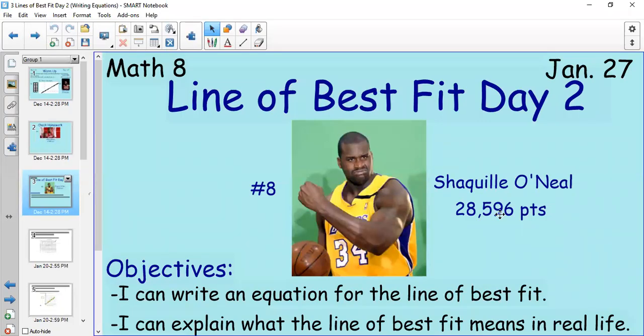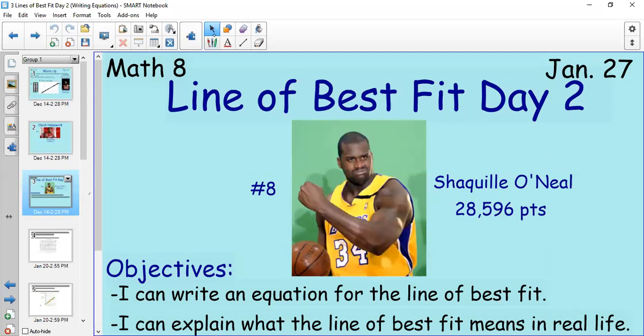Welcome to today's lesson of Line Up Best Fit Day 2. As the week progresses, we're just going to keep adding to everything that we have learned. On Monday, we learned how to create a scatter plot. On Tuesday, we learned how to draw in a line of best fit. And today, we're going to learn how to write the equation for the line of best fit, and then explain what it means in real life.